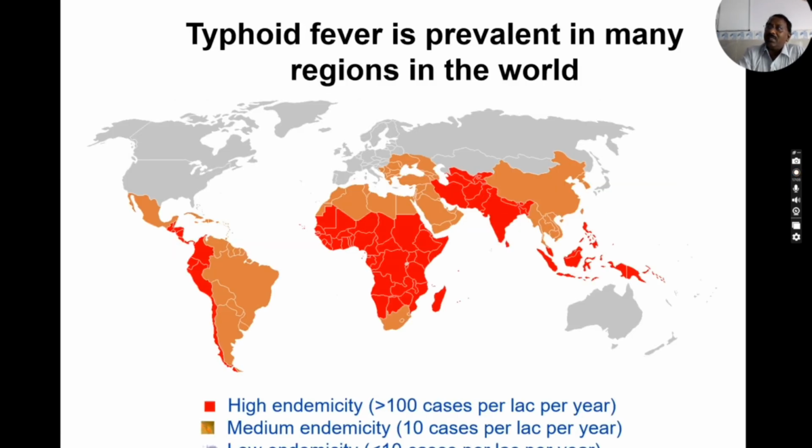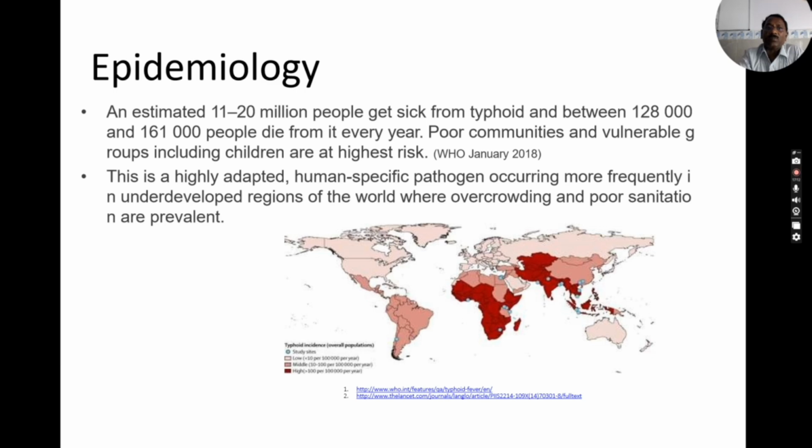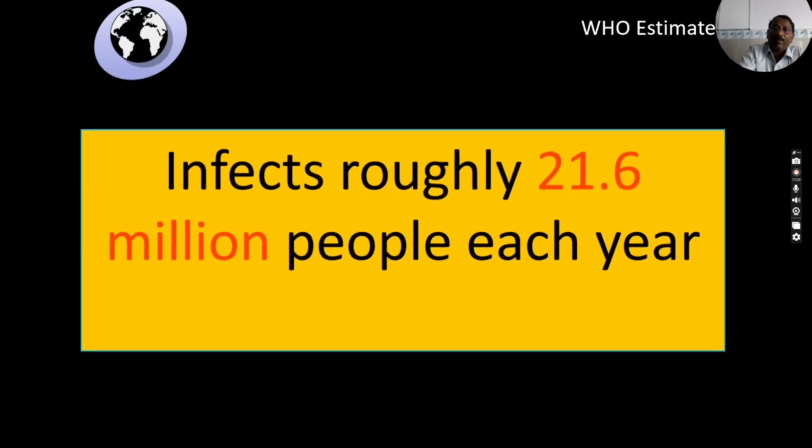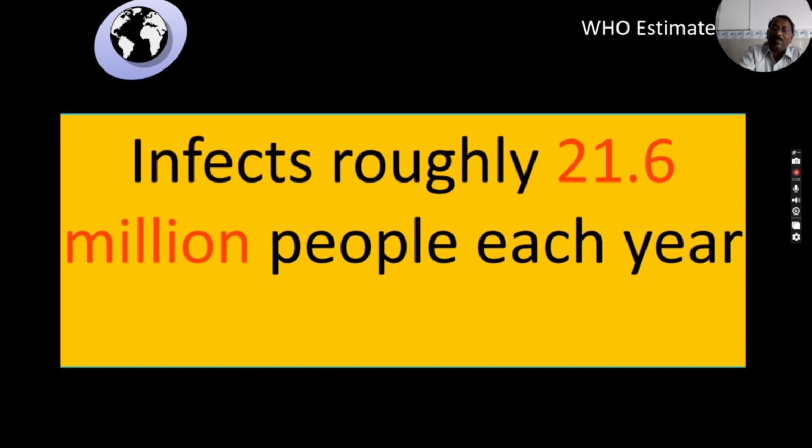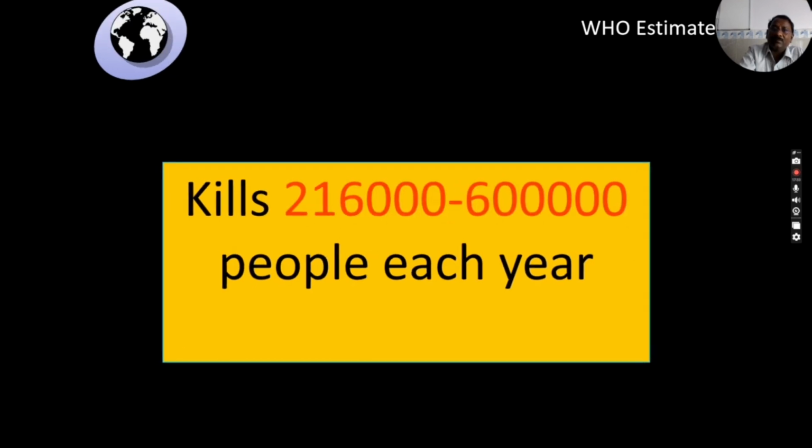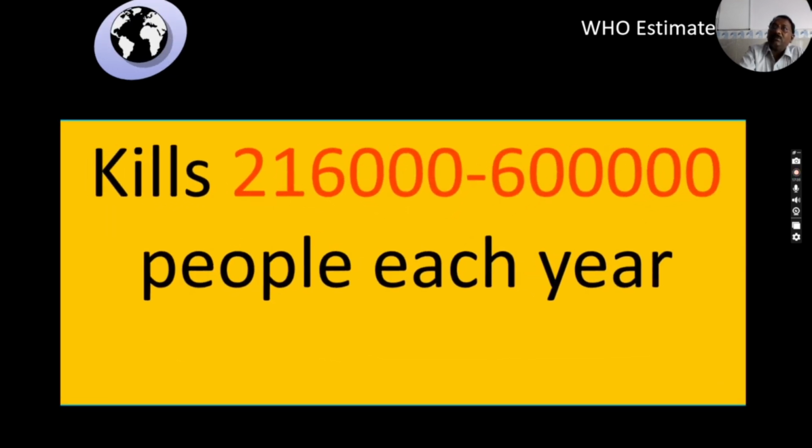It is prevalent in many regions in the world. High intensity, high endemicity, or very high risk in the Indian population. So a lot of people are affected. It is a highly adapted, human-specific pathogen occurring more frequently in underdeveloped regions of the world, where overcrowding and poor sanitation are prevalent, like our country. So a very high number are infected every year, and there is good mortality.